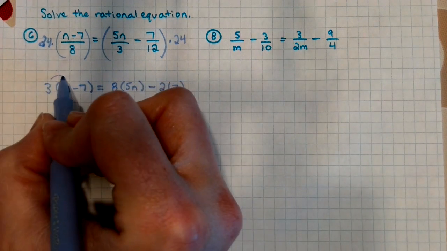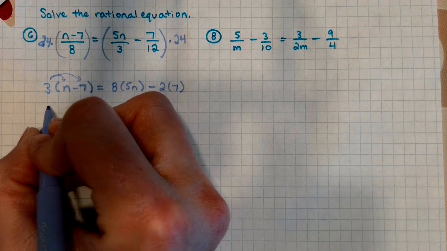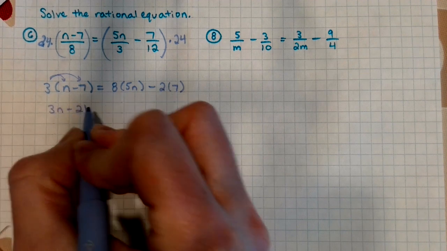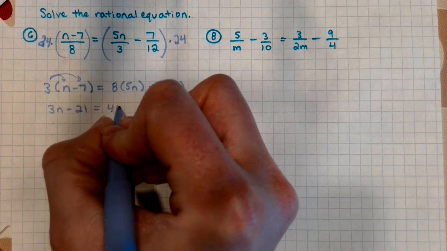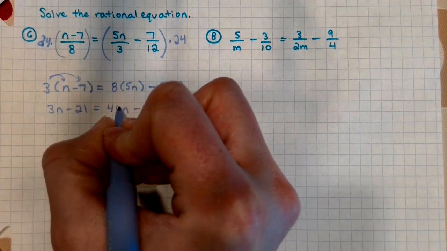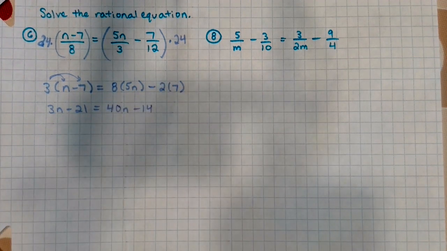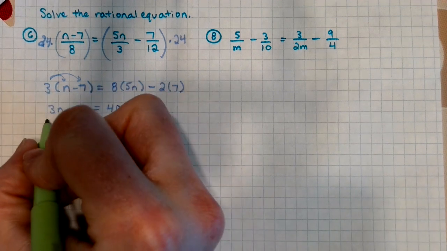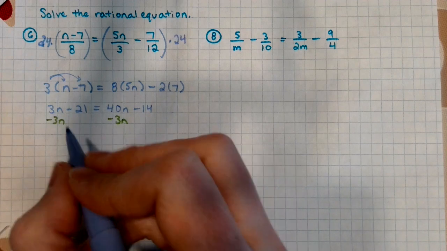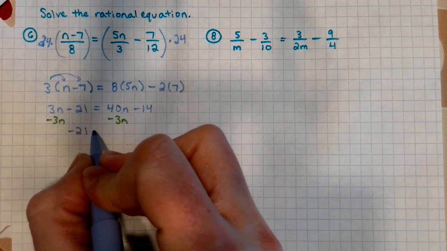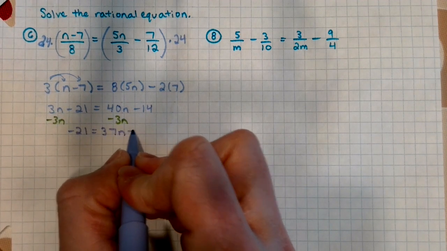Over here, we're going to have to use the distributive property. So we have 3n minus 21 equals, and over on the right-hand side, we'd have 40n minus 14. Now this looks just like a multi-step equation with variables on both sides. So we would start off by subtracting 3n from both sides. Then we would be left with negative 21 equals 37n minus 14.